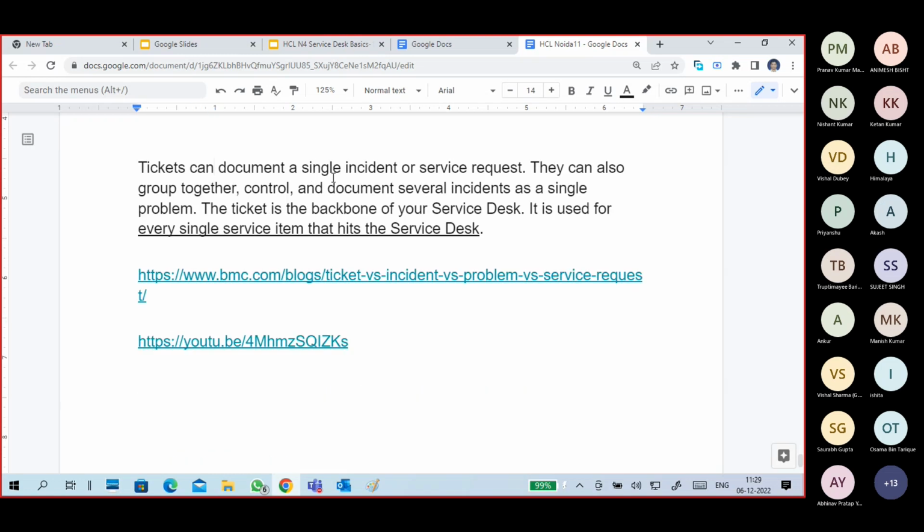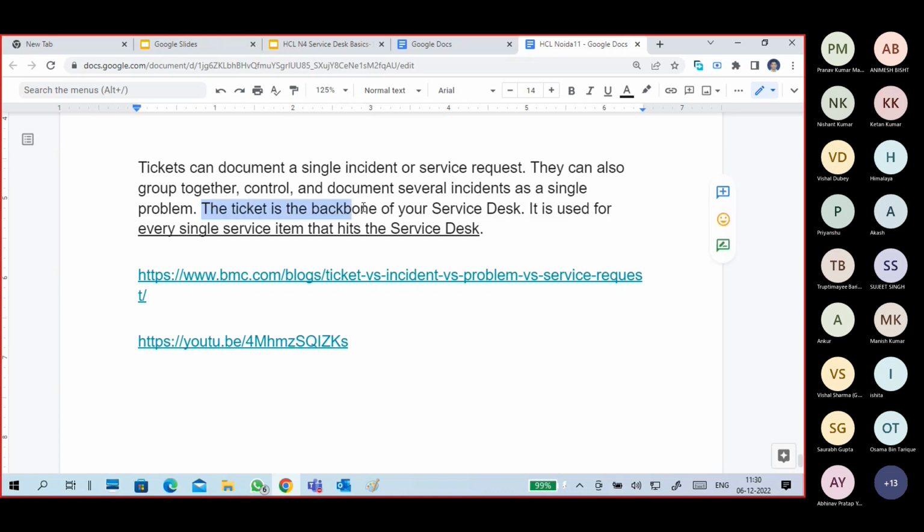A ticket is a document. Yes, it is a document related to a single incident or a single service. They can also be grouped together to control and document several incidents as a single call. One ticket is related to an incident or it can be a service request. Multiple tickets can also be grouped together and tell about a problem. Several incidents are there, we combine all these several incidents and call this one a problem.